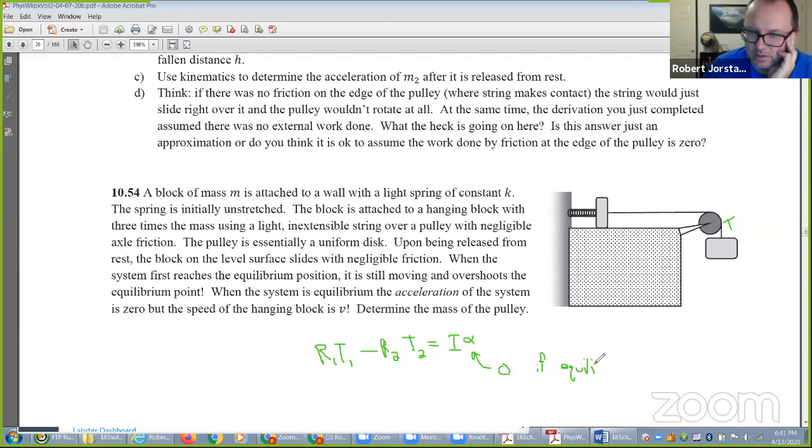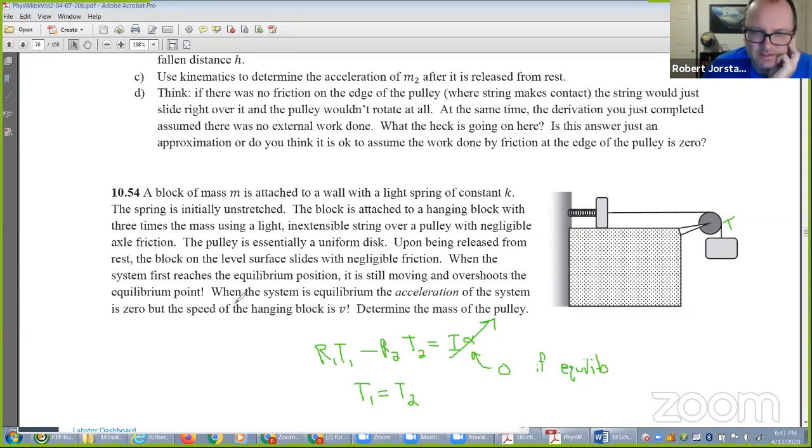So if you're at equilibrium, this goes to 0, which then means T1 is actually equal to T2, but only at equilibrium. So that's a special case in this problem. All right, so that will be true.